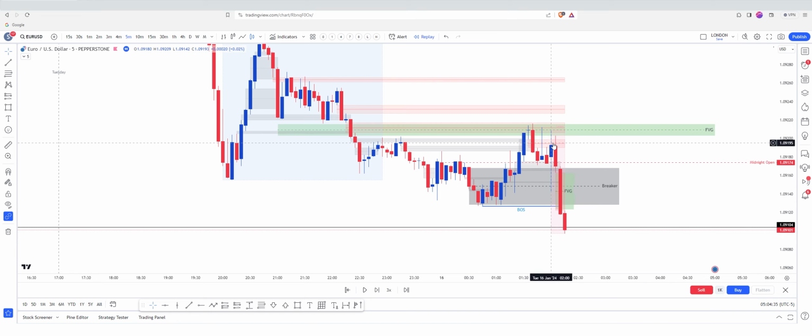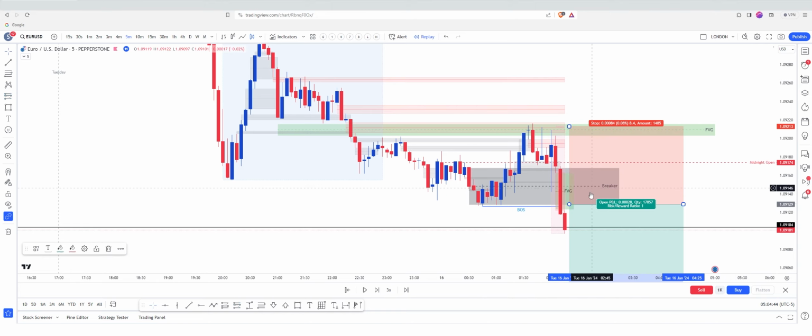inside a breaker block. News driver is driving us lower. My entry would be a touch at the bottom of the breaker block. Stop loss is going to have to be above the high. So we're going to be covering the breaker block. We're going to be covering the fair value gap.